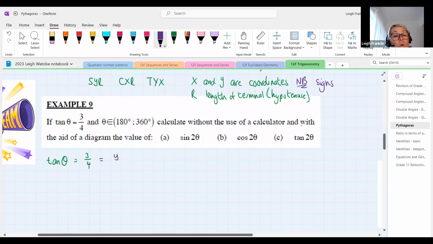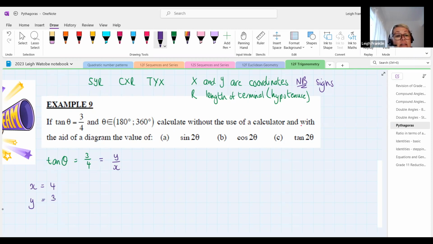This is y over x. So that's how we interpret tan theta is 3 over 4. We understand this to mean that x is 4 and y is 3. But, there's a big but, and I'm going to come back to this now.